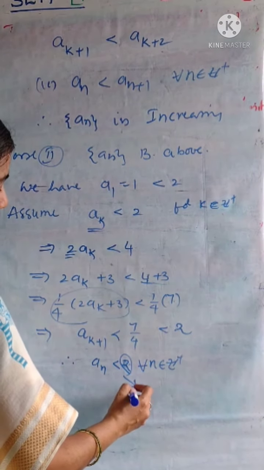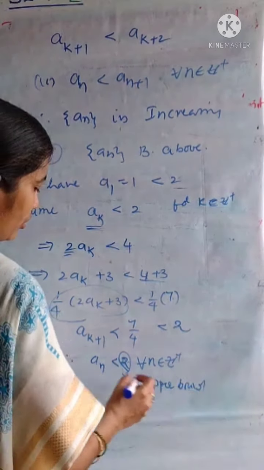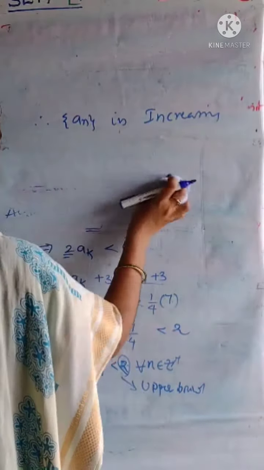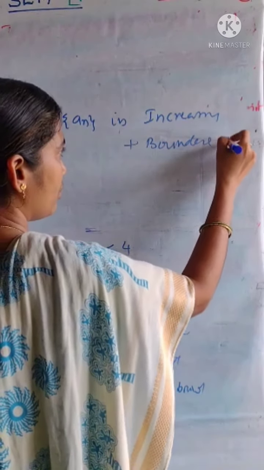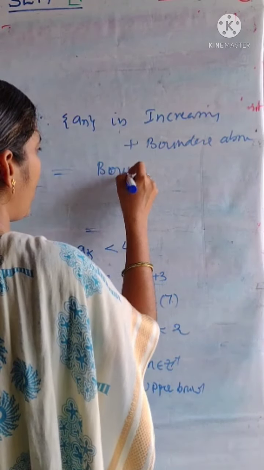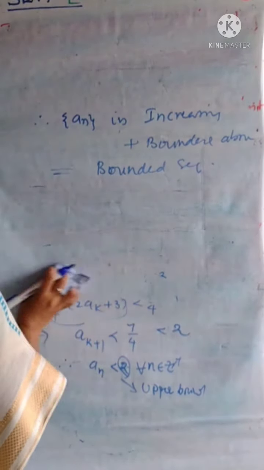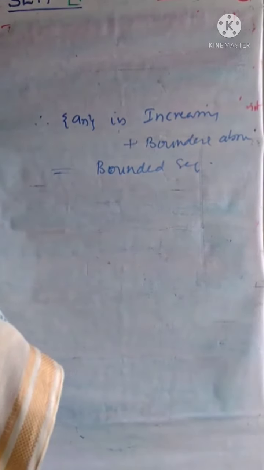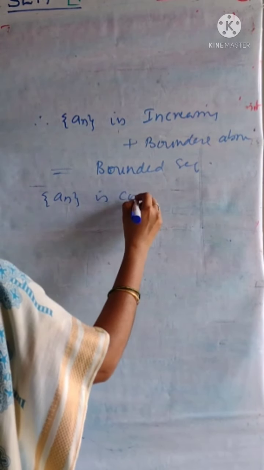Therefore, 2 is an upper bound. An upper bound exists only whenever the sequence is bounded above. Therefore, our sequence an is bounded above. An increasing sequence bounded above is nothing but a bounded sequence. That means our sequence is monotone and bounded. Hence, by the monotone convergence theorem, our sequence an is convergent.